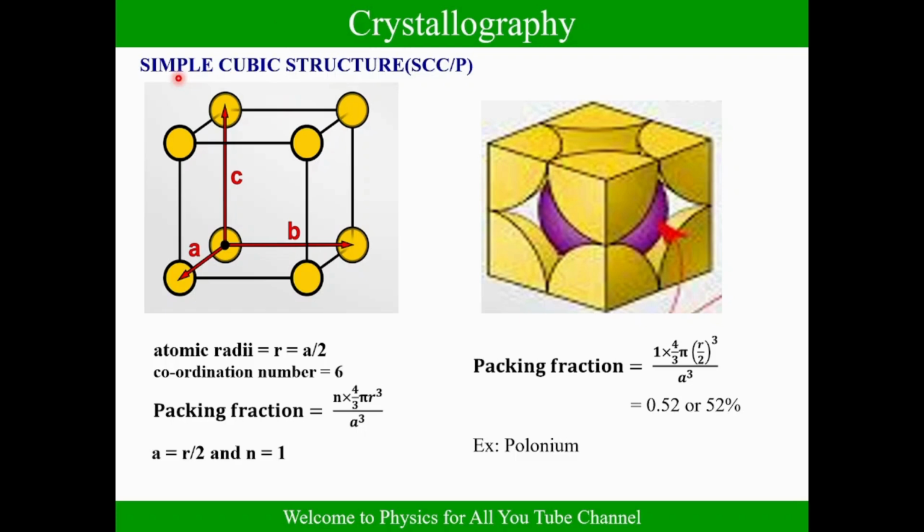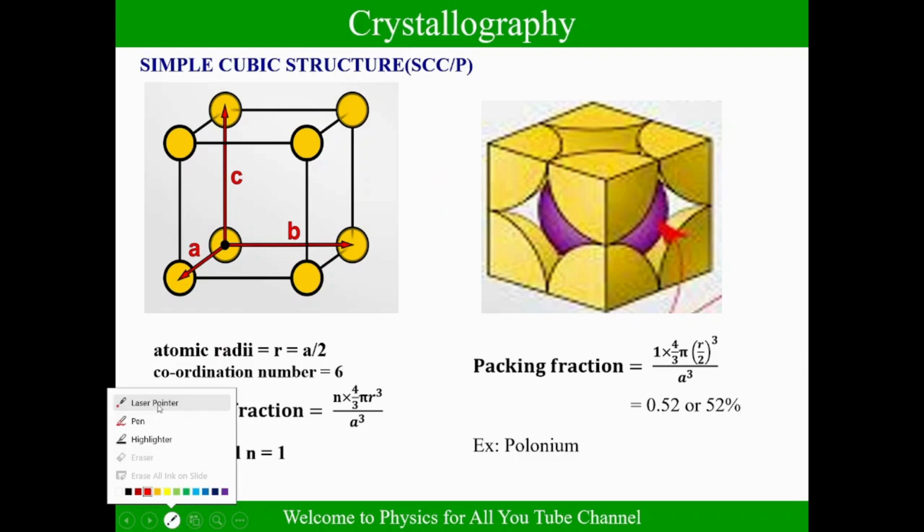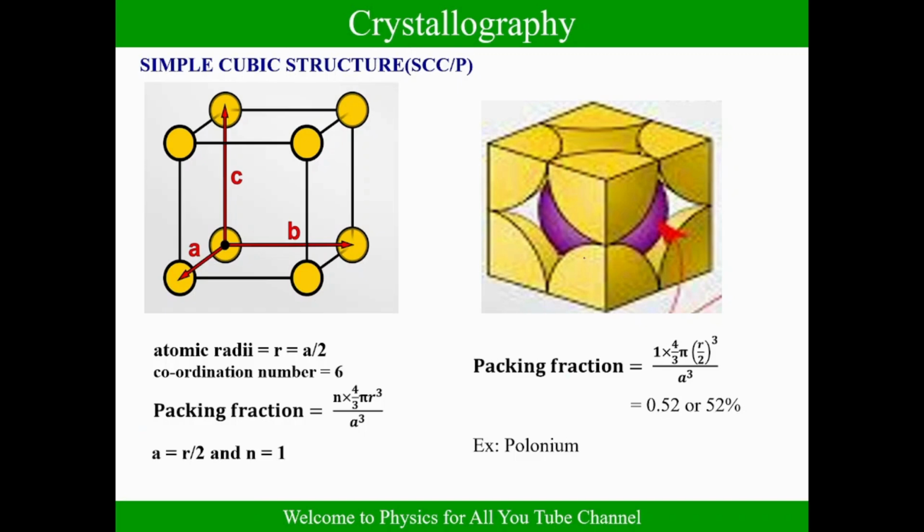In order to understand simple cubic structure, let us consider one unit cell. First of all, we have to know the unit cell. What is the meaning of unit cell? Unit cell is the smallest part of the entire crystal structure which is repeated three-dimensionally. The smallest part of the crystal structure is called a unit cell.